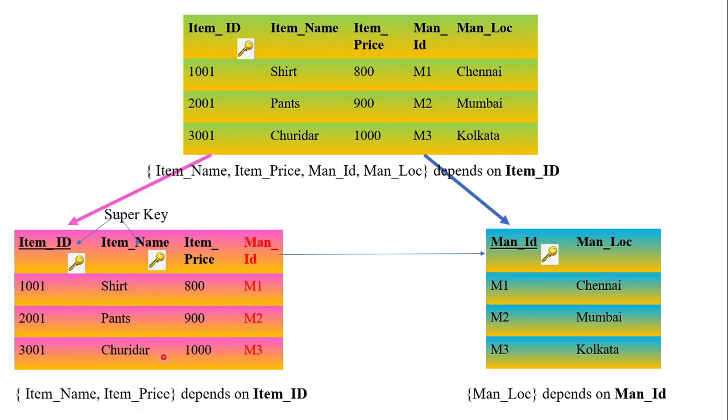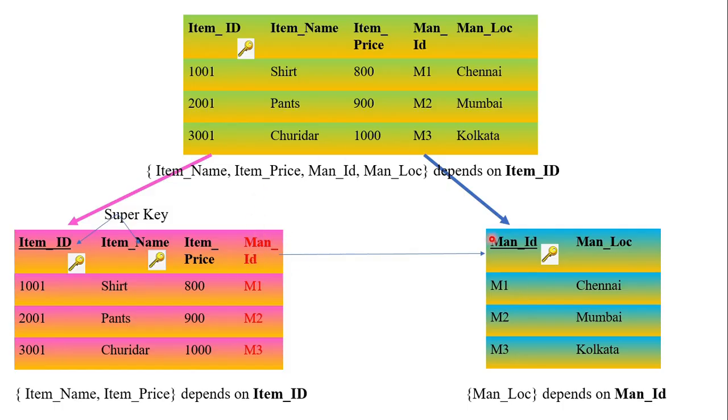So X determines Y, right? Y depends on X, right? Which means item name and item price depend on the item ID. So the left hand side should be the super key. So it is not allowing partial dependency, and the LHS should be the super key, which means the item ID and item name can make a super key. So this determines item price, and manufacturer ID is a dummy which is used to link the second table.